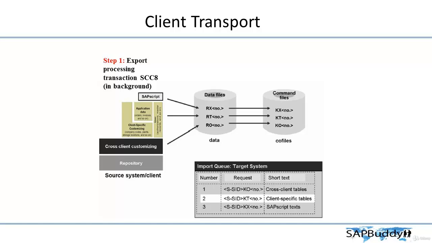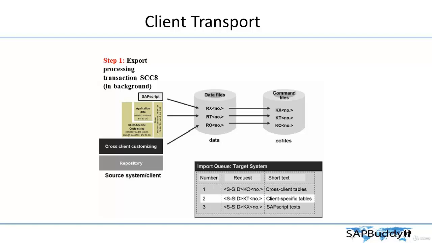Then you will start the client export step. However, make sure that this particular step is executed as a background process. As you know, this is going to take quite a lot of time. Then the client export process will create 3 different files, and the export of the client will be done asynchronously by using the standard TP programs at the operating system level.